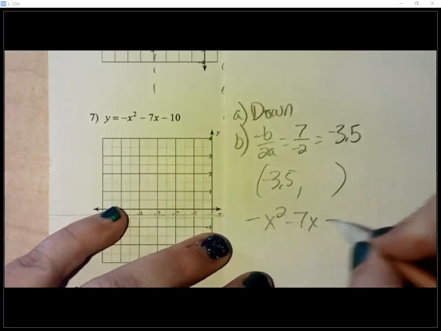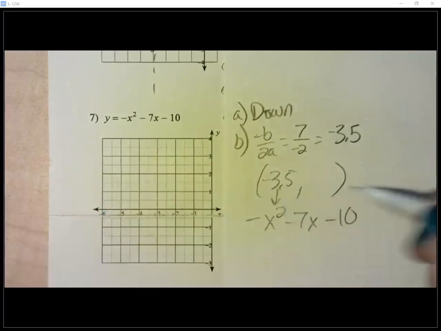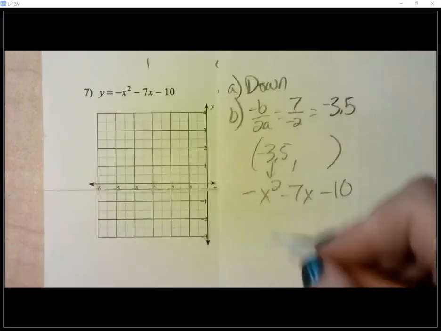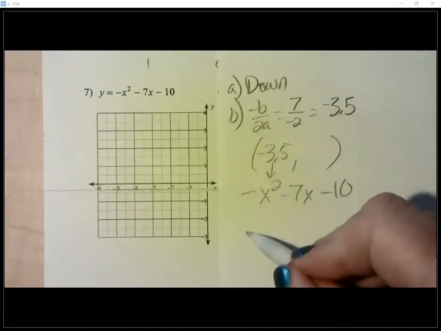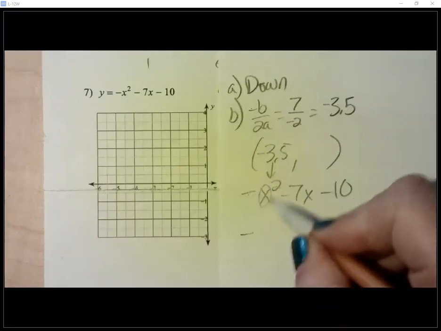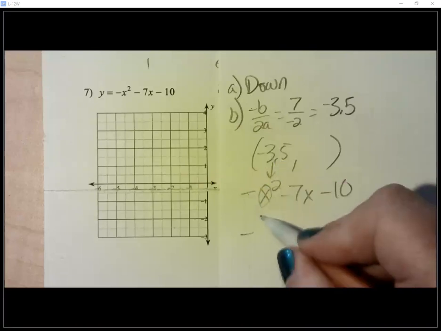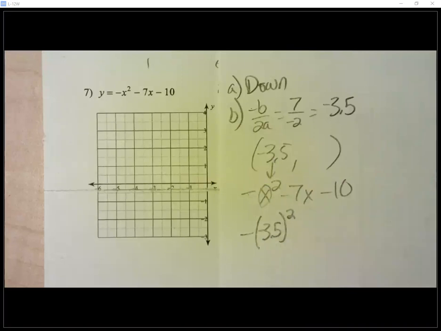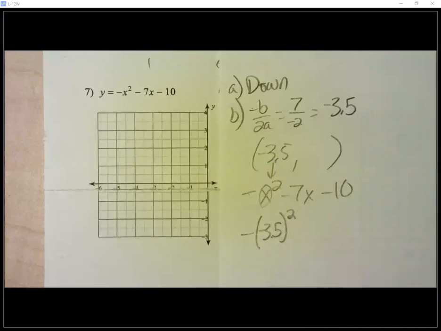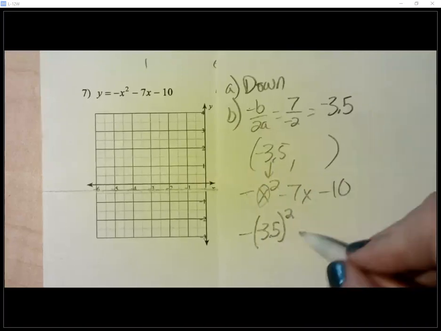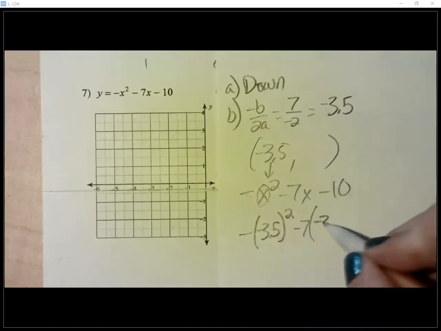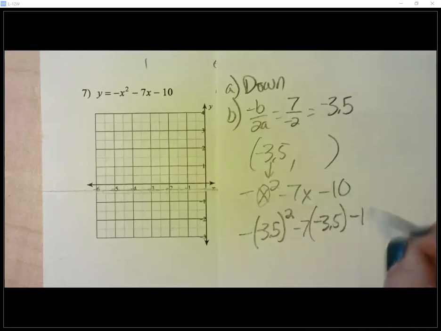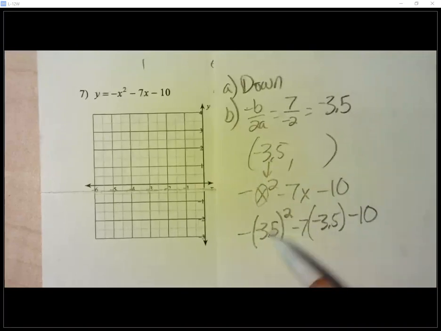When you want to plug this into there, please watch how you're supposed to do it. That negative is still there. I'm replacing this x with negative 3.5. When you are plugging in a negative number, especially when you're squaring it, you have to put it in parentheses. Now I have minus negative 7 times a negative 3.5 and then a minus 10, right? So please watch how to evaluate this. You have to do this squaring first, and then you take the opposite.